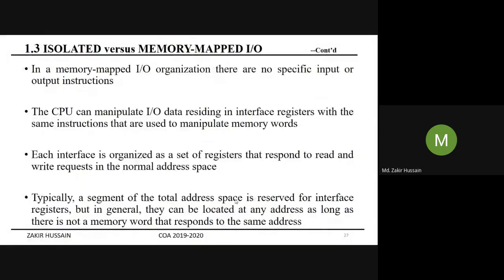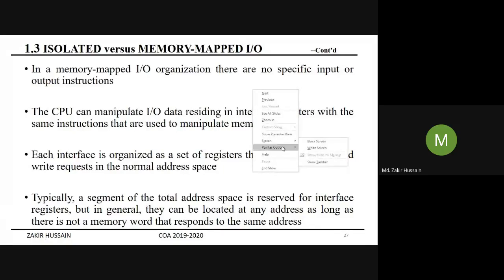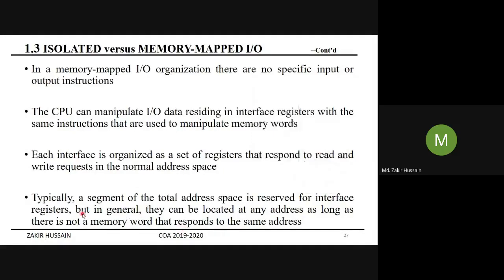Yes, someone can unmute, because I'm not going to the chat window. Someone can unmute and tell me, am I clear about this point I'm trying to say?